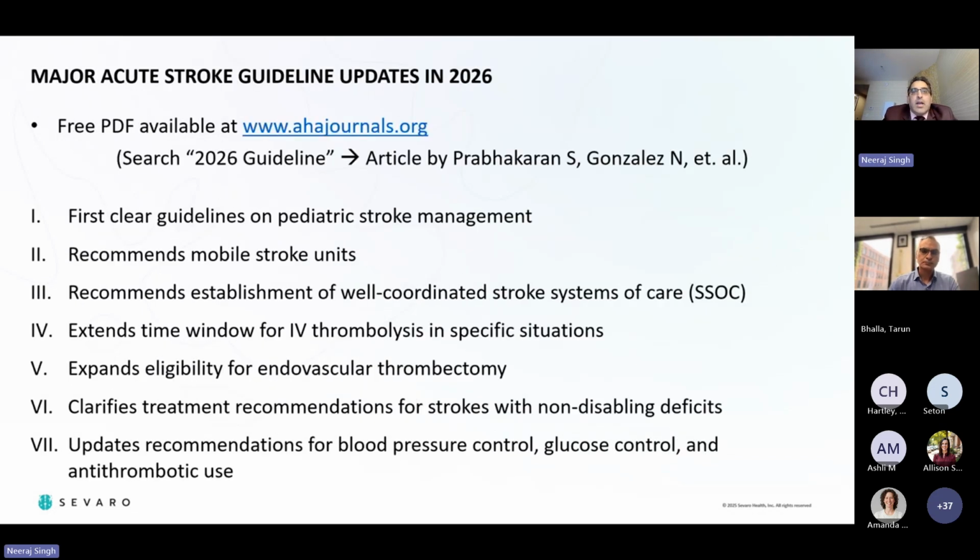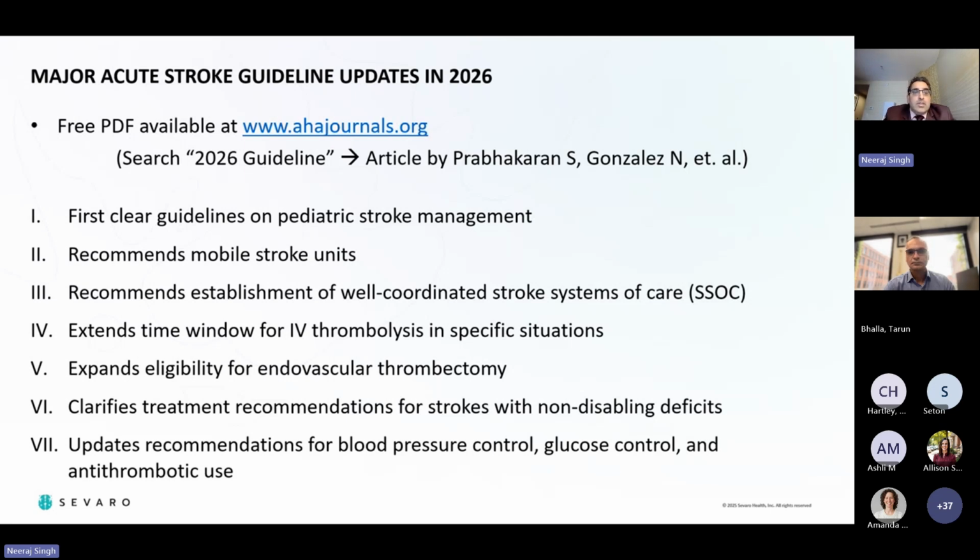Some of the major guideline updates, I just want to first remind all of you that the full 120 or so page document is available for free. It's a free PDF available at www.ahajournals.org. You can search 2026 guideline and you're looking for the article with chief authors Prabhakaran and Gonzalez. But even though it's a long document, even that has a good summary and table form at the beginning, so you can use that as a reference if you needed to keep that.